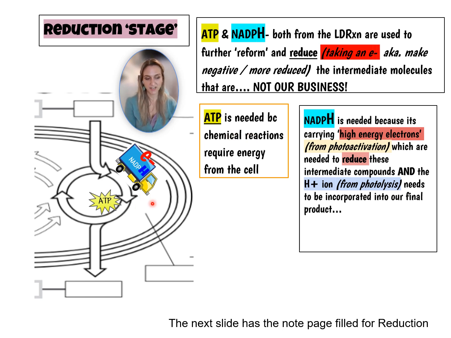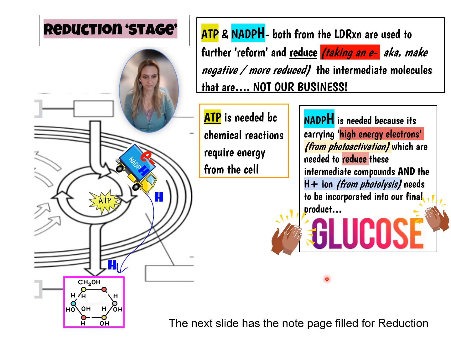There's our NADPH. So we need the NADPH because it's carrying the high energy electrons. That is its job from photoactivation, and it's there to reduce the intermediate compounds that are made. And the hydrogen ion from photolysis is going to be incorporated into our final product, glucose. Finally, glucose is made. And this is the epitome of the carbon fixation.